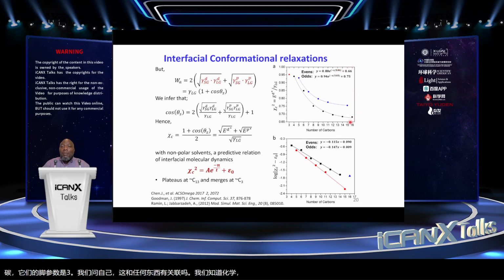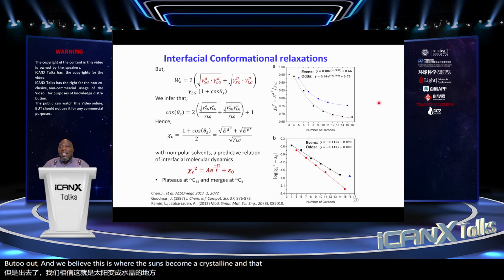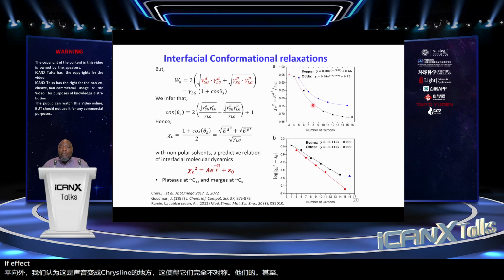The other thing that we notice is that as you get to higher and higher molecular chain, this plateaus out, and we believe this is where the SAMs become crystalline, and that allows them to be completely symmetric in the odd-even effect. So the asymmetry in the odd-even effect actually is telling us something else.